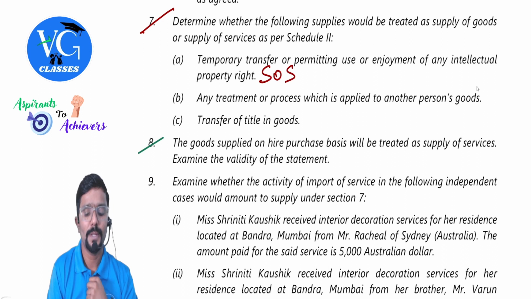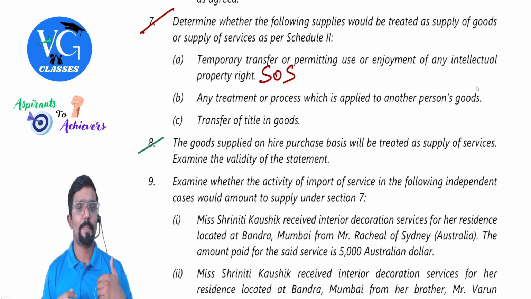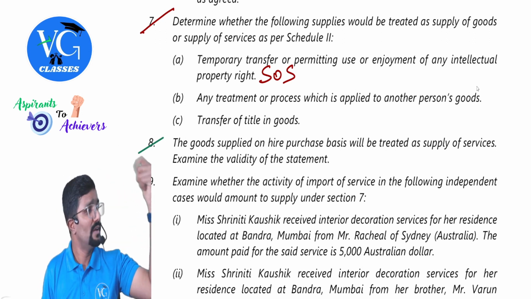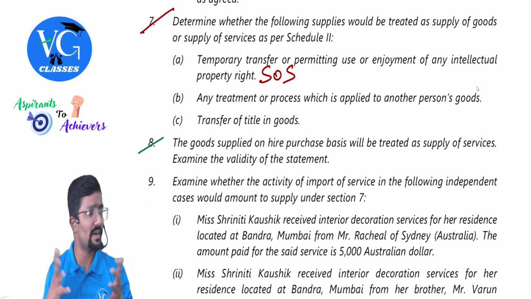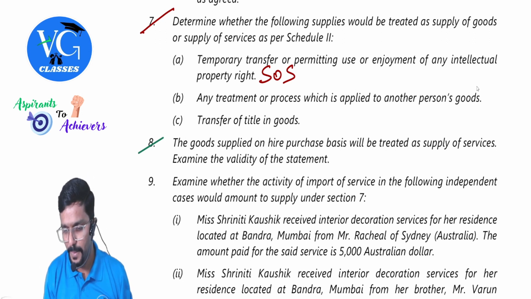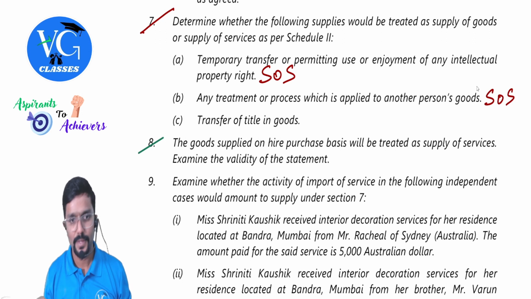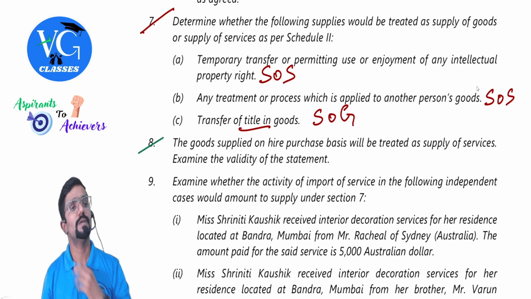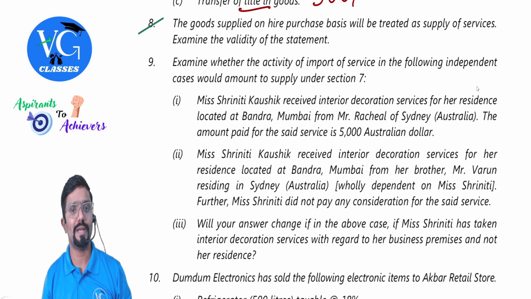I will answer here only. Supply of service. Next, any treatment or process which is applied to another person's goods. We learned repair work or iron work or stitching work, that is tailor. So what is it? Supply of service. Transfer of title in the goods. What is it, guys? Supply of goods. Eighth one, we already covered it in the question bank. Ninth one.